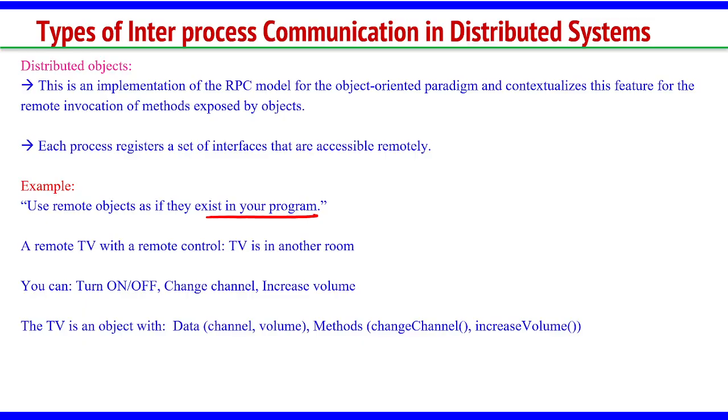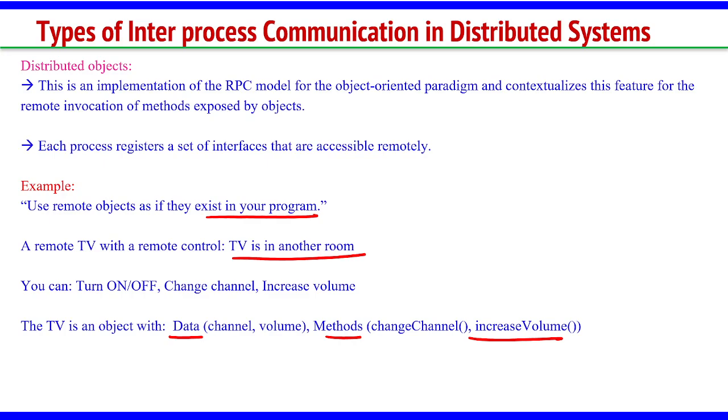A remote layman example here, a TV with a remote control. The TV is in another room. You can turn it on, off, change the channel, increase volume. You can do everything with that remote. So the remote is your object here, and there are so many methods, right. The TV is an object here, and you have a lot of methods, like increase volume, all these are different methods in that particular OOPS concept, right. So distributed objects primarily says that we invoke the methods in another function or in another class through the objects.